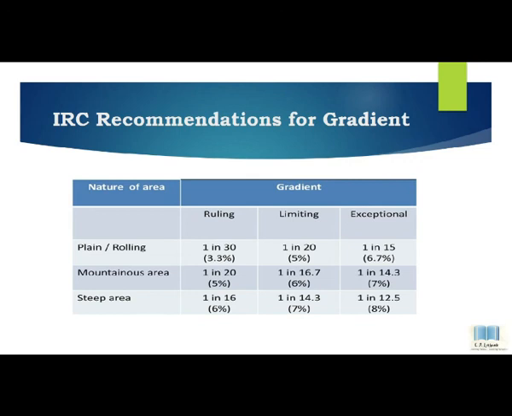Okay, so these are the IRC recommendations for gradient. Hope you all get the information given in this video. So in today's video we discussed the gradient, the factors affecting gradient and types of gradient, in which ruling gradient, limiting gradient, exceptional gradient, average gradient, floating gradient and minimum gradient, and also the IRC specifications for gradient.